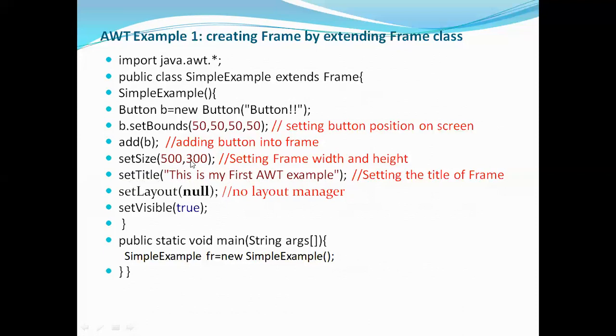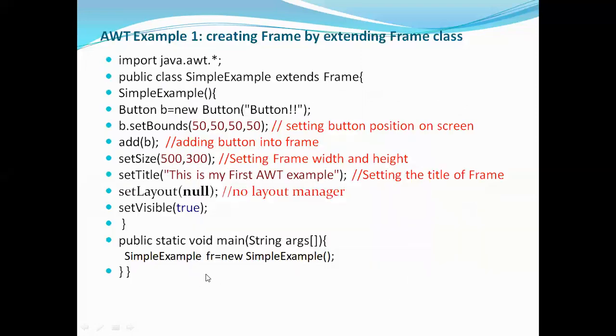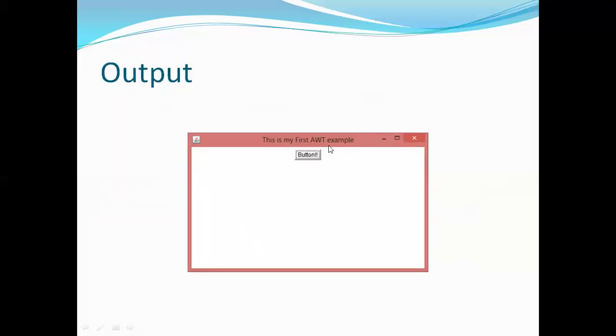And size we have declared, like width and height. So the size of the frame is decided as 500 by 300. Next is set layout. We'll be discussing layouts in our next coming videos. Layouts indicate the arrangement of components inside the frame. So if you have too many components, you can decide which component is placed at what location.